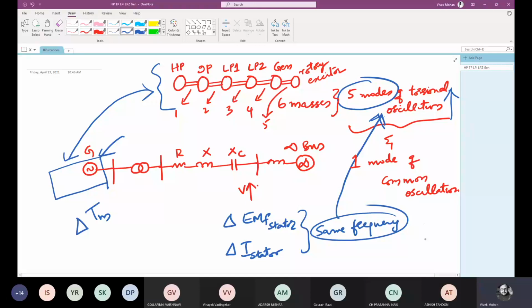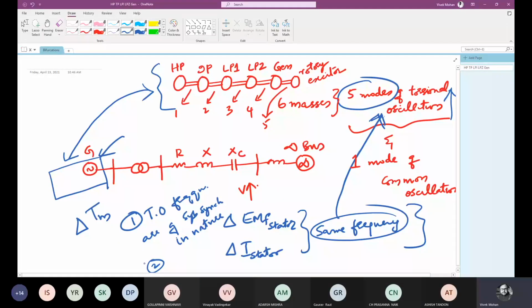Now, normally this is seen when there are two conditions. Normally this is observed when the torsional oscillation frequencies are of subsynchronous frequencies, where the synchronous frequency is 50 Hz, so less than 50 Hz. So torsional oscillation frequencies are subsynchronous in nature. And the second condition is when the transmission line is series compensated.